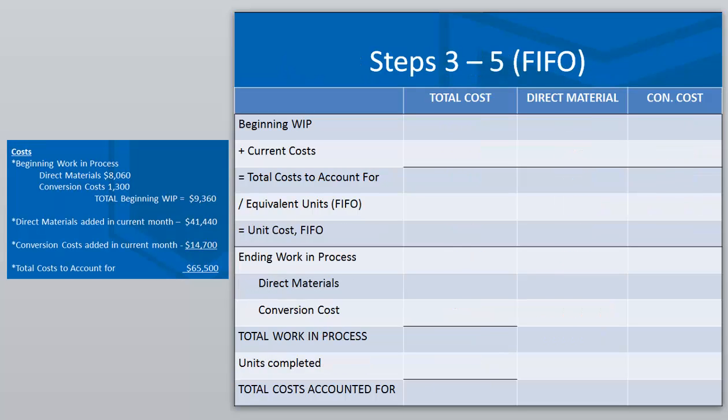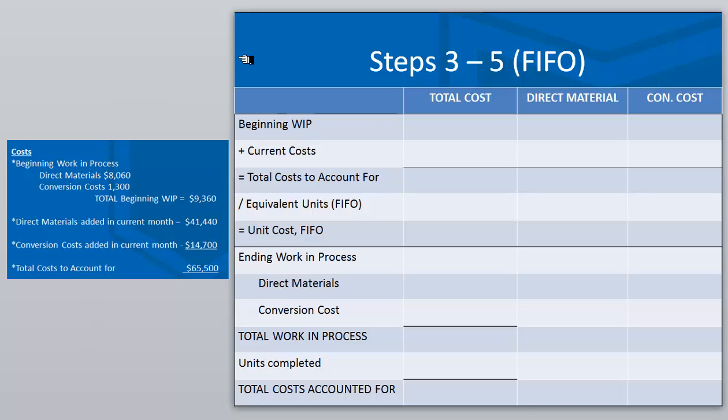Let's move on to FIFO. The difference in FIFO is that we're really going to ignore any prior period cost. We just want to get the average cost of the units that we started and completed in the period that we're looking at. We don't care about what happened in the beginning work in process, so we're kind of ignoring that.